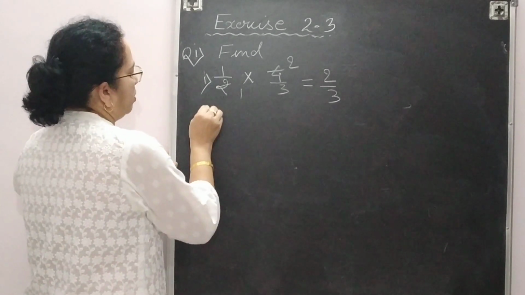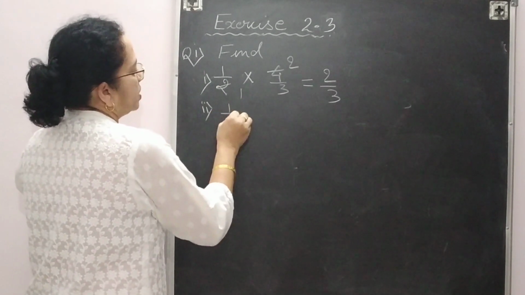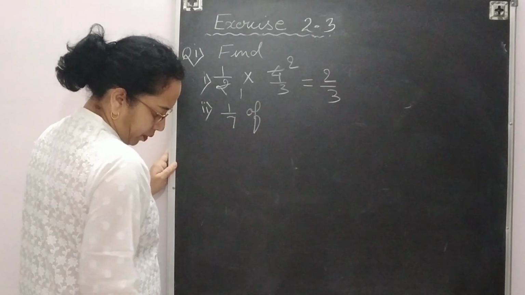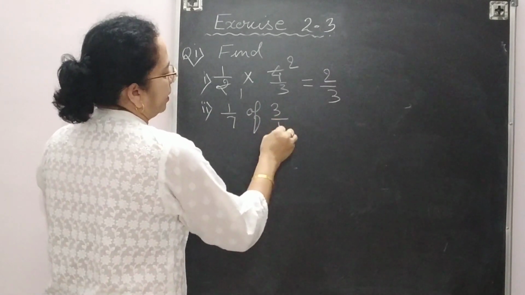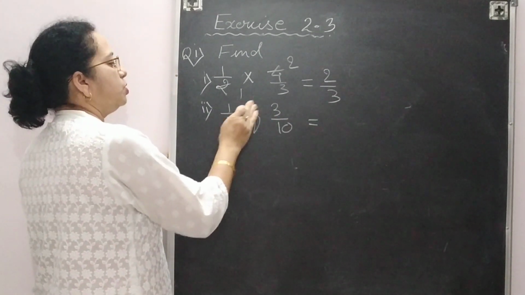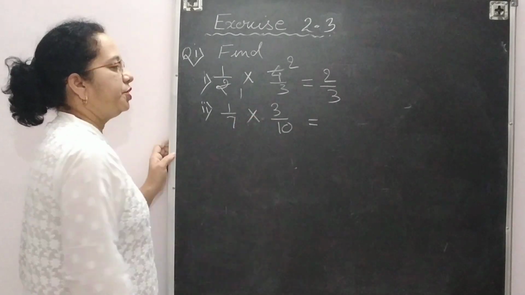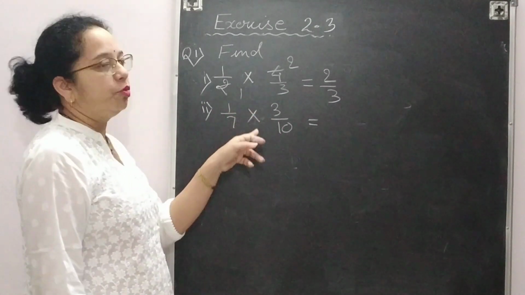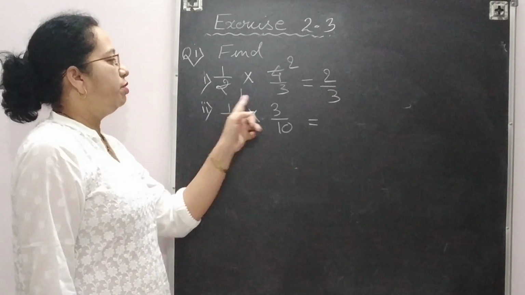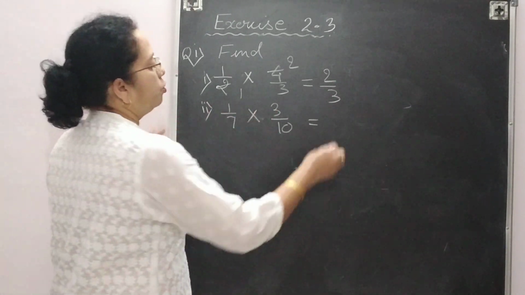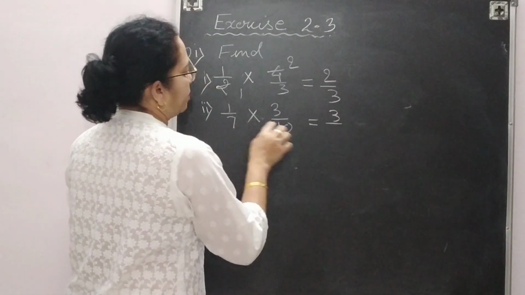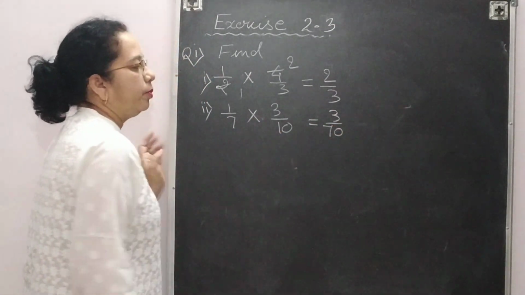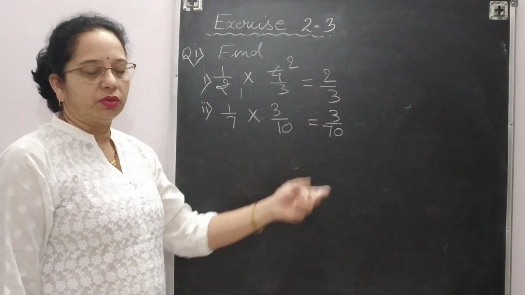Now let me take one more question. 1/7 of 3/10. So again, this of we will write multiplication sign, and here you can see that we cannot cut any number, one from numerator, one from denominator. So we will multiply numerator with numerator. So 3 and 7 into 10 will give you 70. Numerator is smaller, so this is the answer.